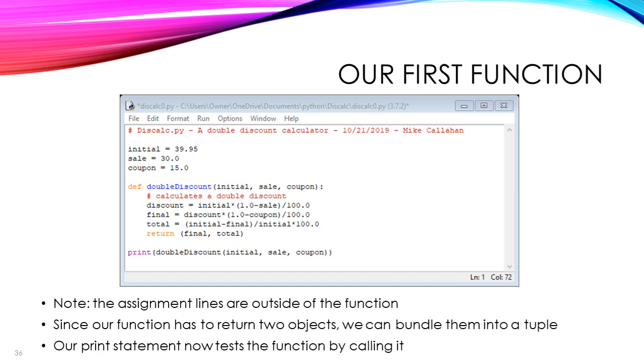But then we have a blank line, and then we have unindented the actual print statement we're going to use to test this function. And notice we are calling double discount with initial, sell, and coupon, and then the results of that we're going to print. So again, here's where you need to freeze your screen and make sure that your code looks like this.